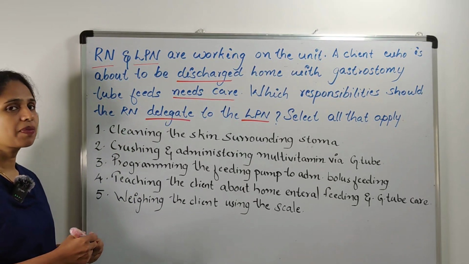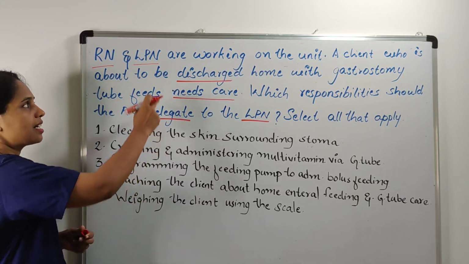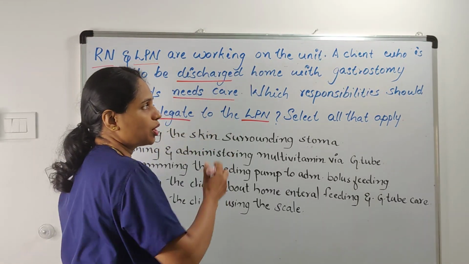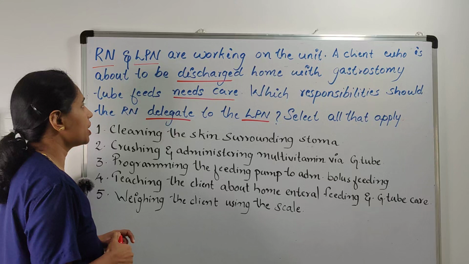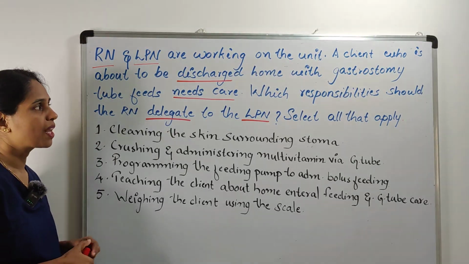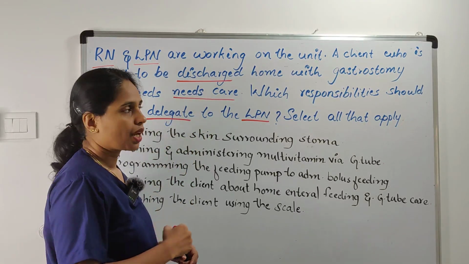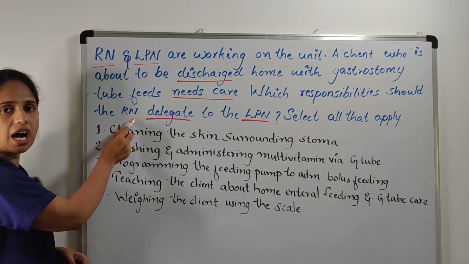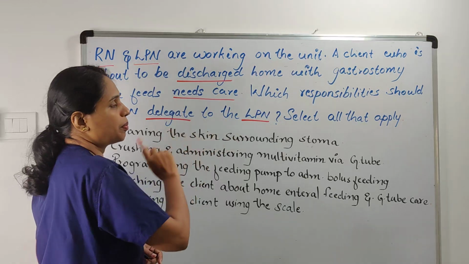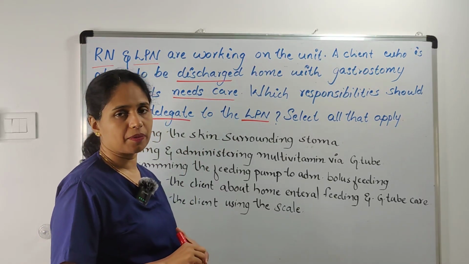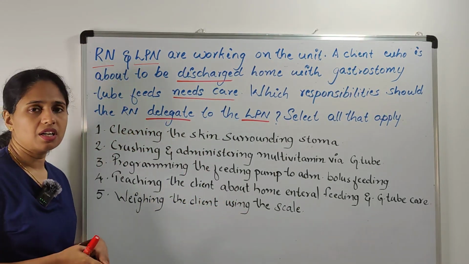Here is the question. A registered nurse and an LPN are working on the unit, and a client who is about to be discharged home with gastrostomy tube feeds needs care. Which responsibility should the RN delegate to the LPN? Select all that apply. So what is the situation here?